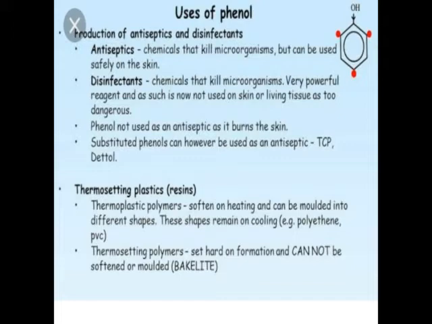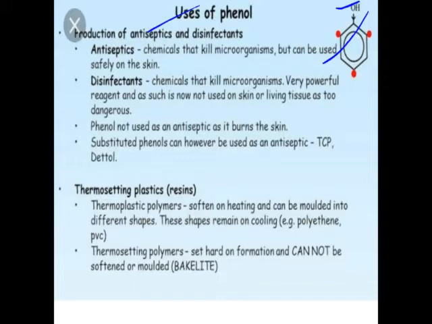In that, the first compound is phenol. As we have studied, what is the structure of phenol? The benzene ring to which a hydroxy group is attached becomes phenol. The next part is the uses of phenols. Phenols are very important compounds, or phenolic compounds like resorcinol, cresol, beta naphthol, alpha naphthol.